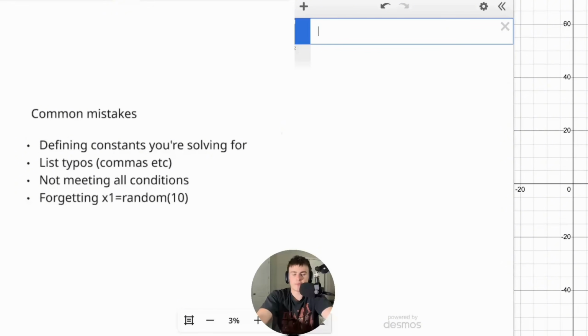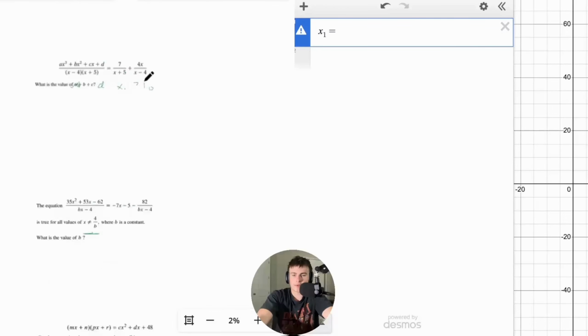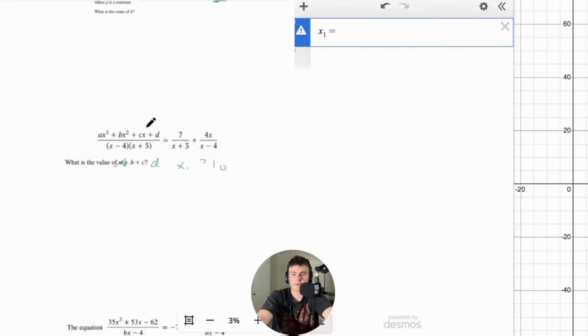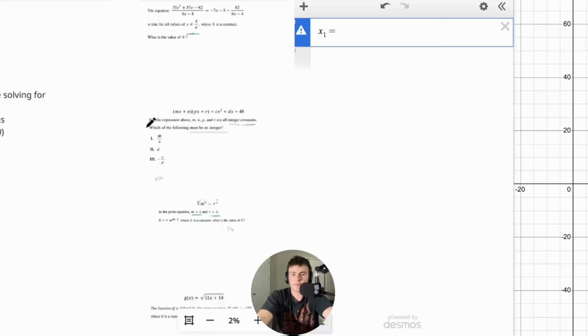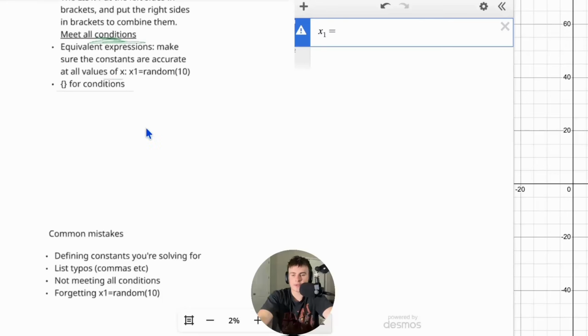Now, lastly, for getting random 10, like a very easy one to mess up is this one right here. A lot of people just type in b plus c plus d, but you need to define x1 as random 10 or you're cooked immediately because you need to simulate the values for x to solve for the constants. Yeah, and that's pretty much it. So, I mean, there's nothing much else you need to know.